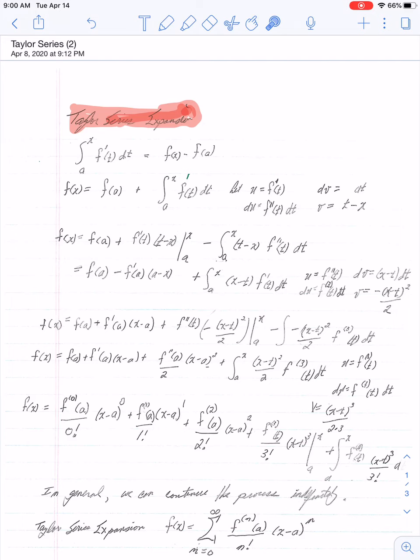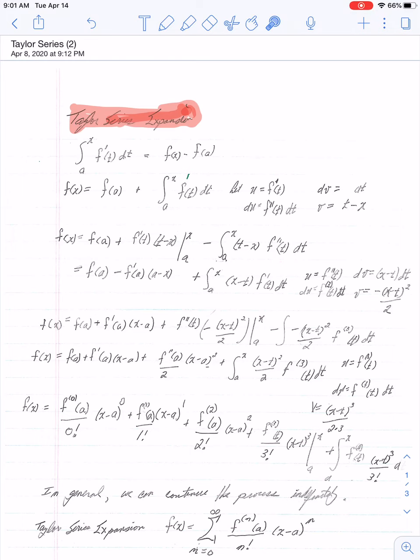All right, so integration by parts says what? I have f of a, and then I write what? u times v. So here's my u times v. Now it's a definite integral, so I have to evaluate it between a and x, minus the integral of v, what's v? t minus x, du, and what's du? f double prime of t dt. All right, so there's my integration by parts formula.